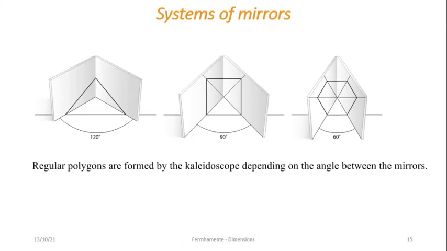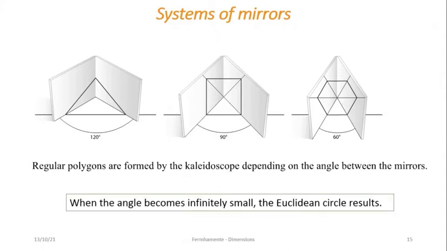Exploring the mirror arrangements of kaleidoscopes connects symmetry to regular polygons. If a line is reflected in two mirrors open to a certain angle, one observes a regular polygon. The smaller the angle, the larger the number of sides of the polygon, and one can infer that when the angle approaches zero, the polygon will approach a Euclidean circle.